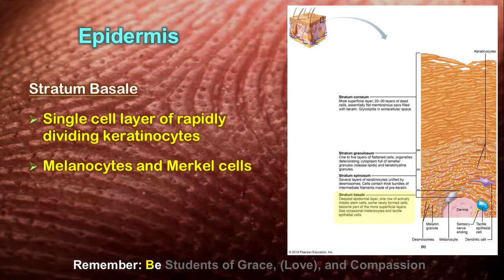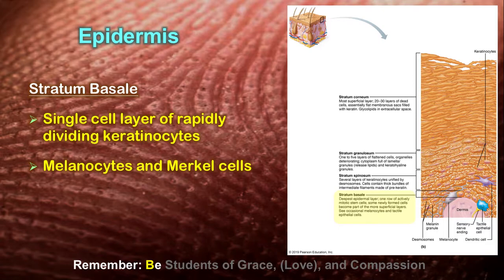The cells are called keratinocytes because they are cells that have keratin in them. And these cells are rapidly dividing. So you've got this one cell layer down here at the bottom. You want to mark it inside. Okay, so there he is.